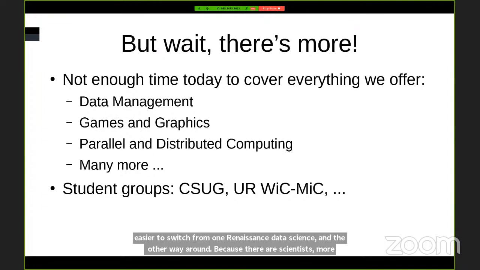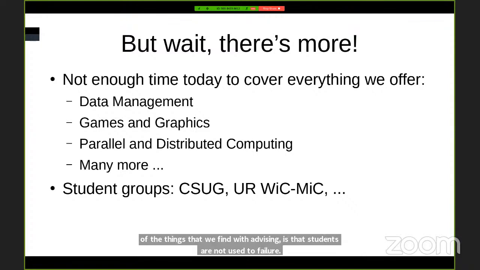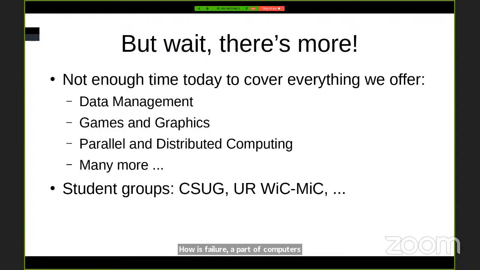One of the things that we find with advising is that students are not used to failure. How is failure a part of computer science? I don't think I have succeeded in a day if I've not failed a dozen times before going to sleep. As a researcher, failure is part and parcel of life. I tell my undergraduate advisees that if you're not failing, you're not trying hard enough. Okay, that's not just motivational. It's people are sitting in a comfort zone where they're not pushing themselves. So you definitely need to handle or learn to handle failure.